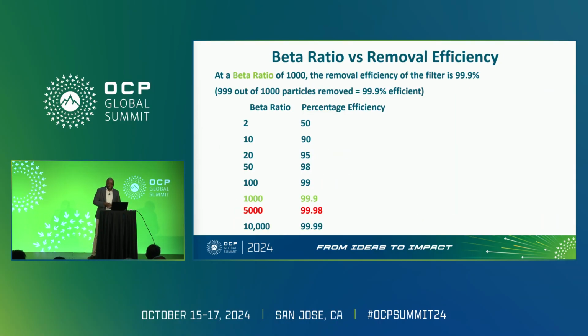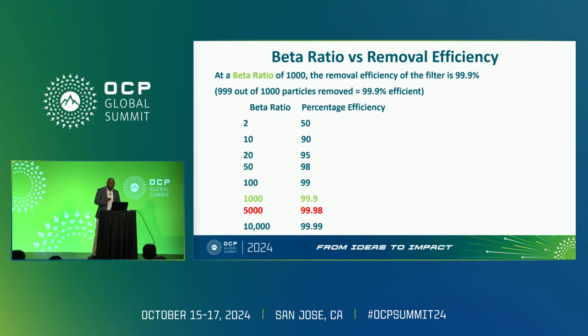This table highlights beta ratio efficiencies, which is commonly used in industries such as oil and gas, pharmaceutical industry, and food and bev. So having a beta ratio gives you a guarantee of repeatable performance. What that shows you is that for a given micron grade, let's say if you've got a beta ratio of 5,000, you would remove 99.98% of all the particulate above that given grade.